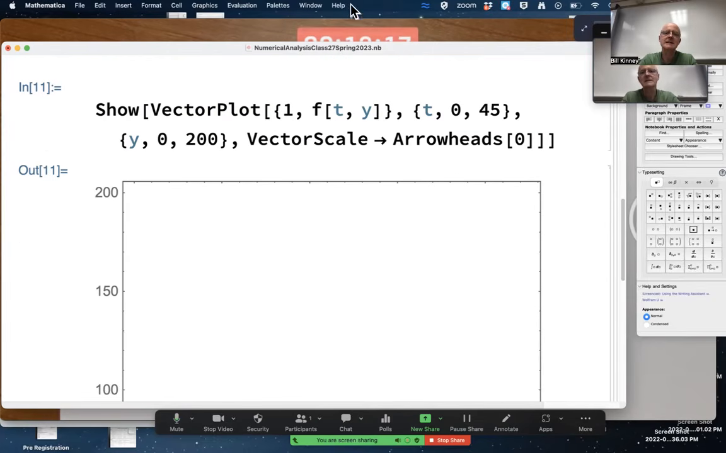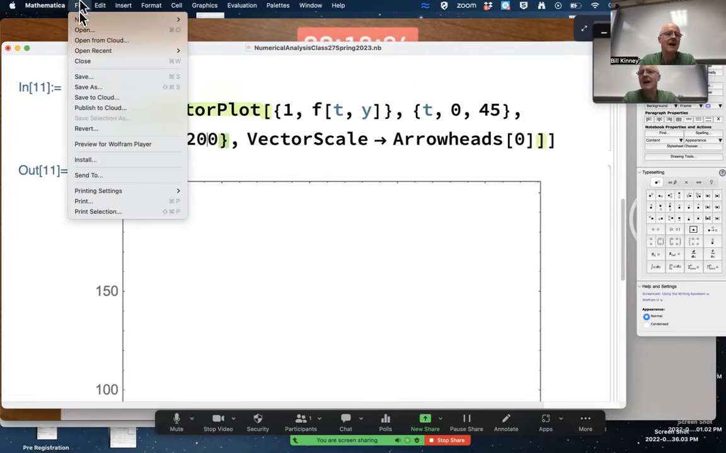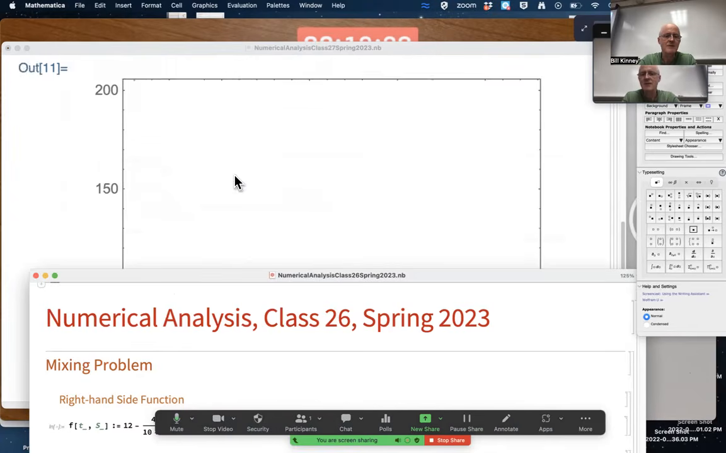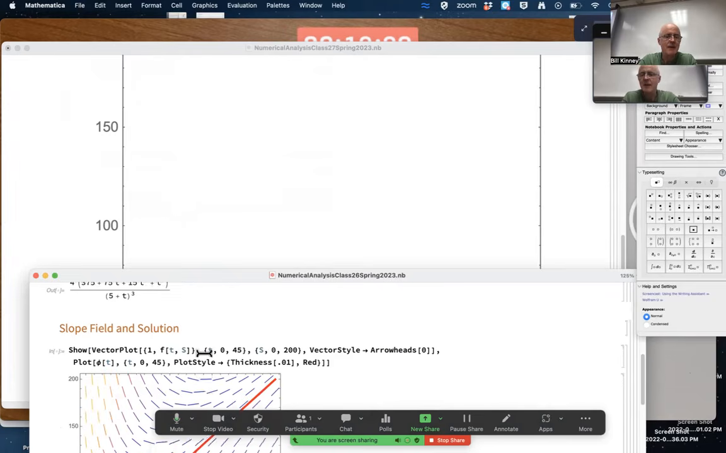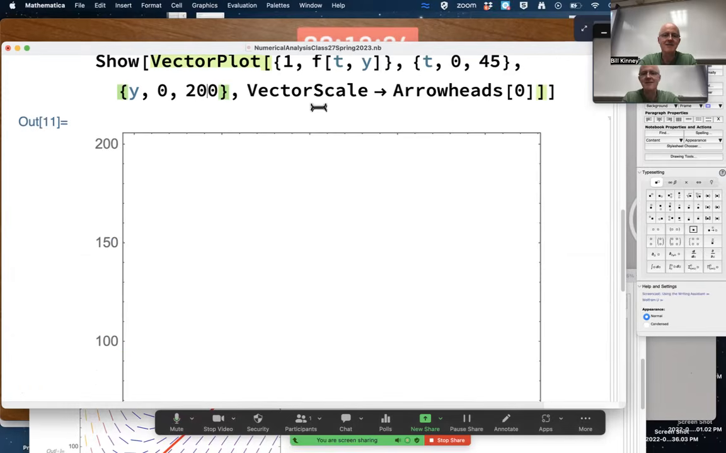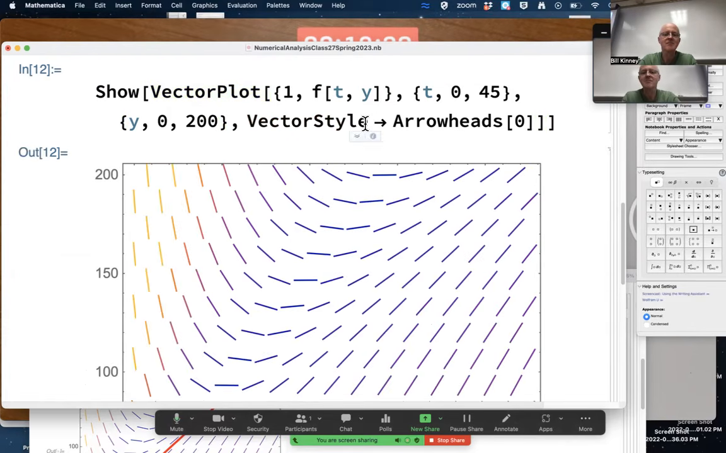Oh, I forgot what it was. Is that right? I should look it up in another one here. Let's look it up in a previous one. Did we make it here? Vector style arrowhead 0. Okay. Vector style instead of vector scale. There we go. There's our slope field.